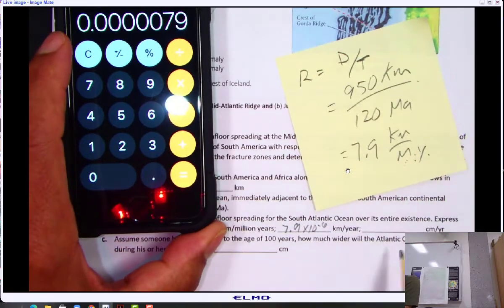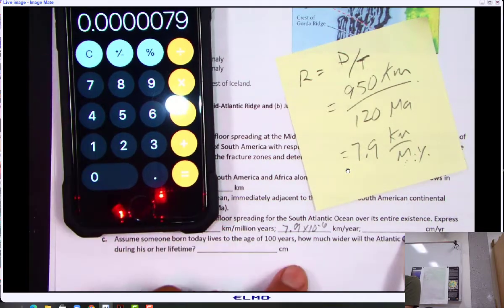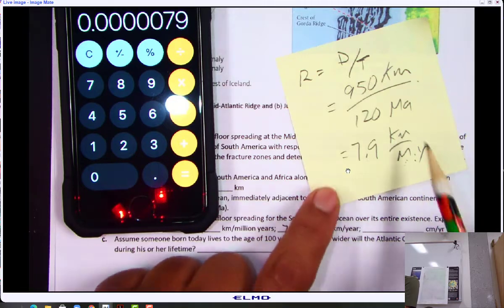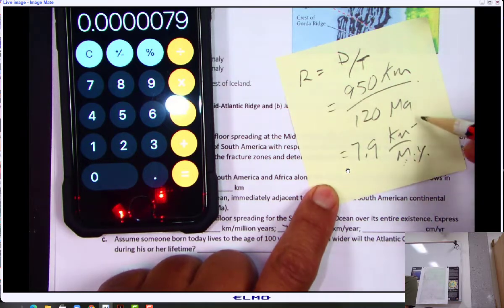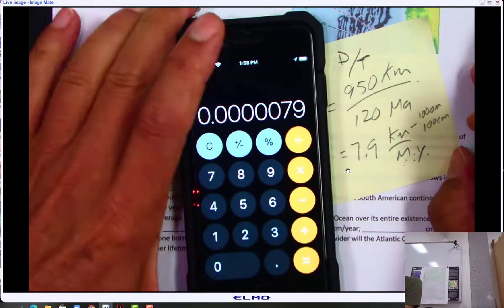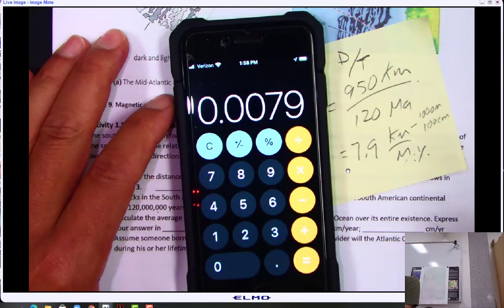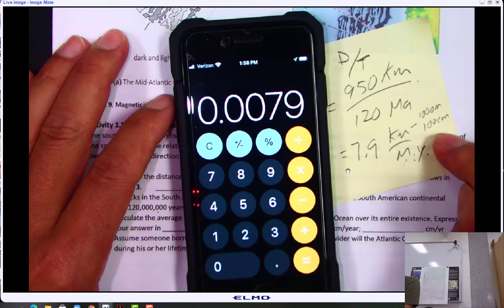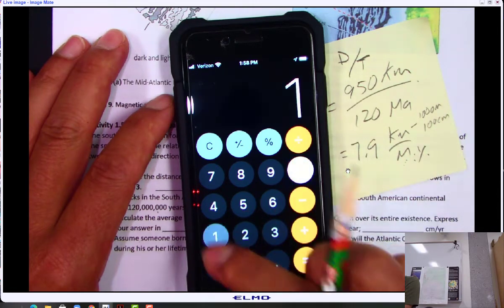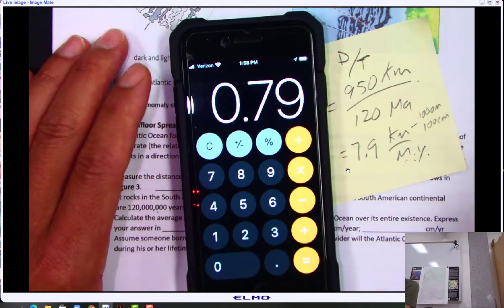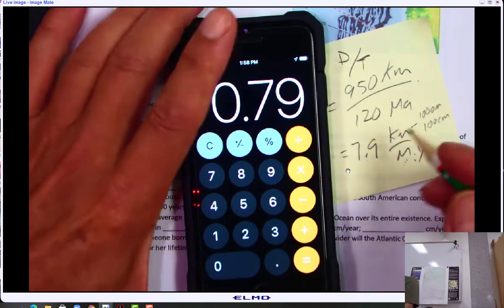But now we're going to make it into centimeters, right? So remember, for every kilometer, there's 1,000 meters, and there's 100 centimeters in a meter, right? So in other words, I'm going to take this number and multiply it by 1,000. That gives me meters, but then I want centimeters, so I'll multiply it by 100 times 100. So it's about 0.8. Let's make it 0.79.